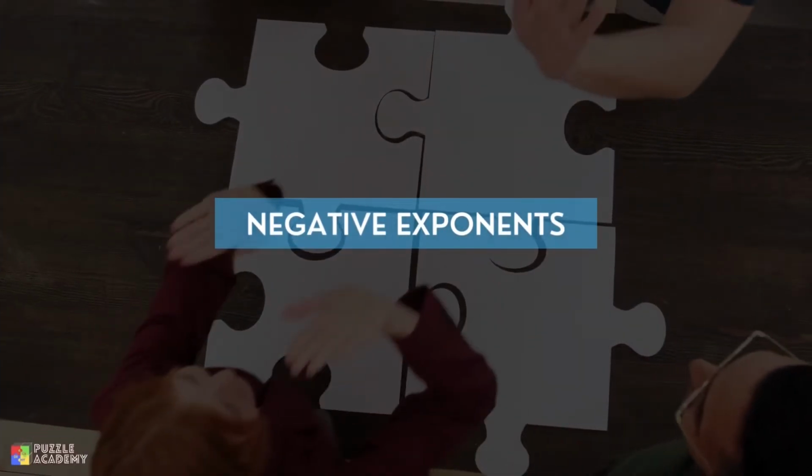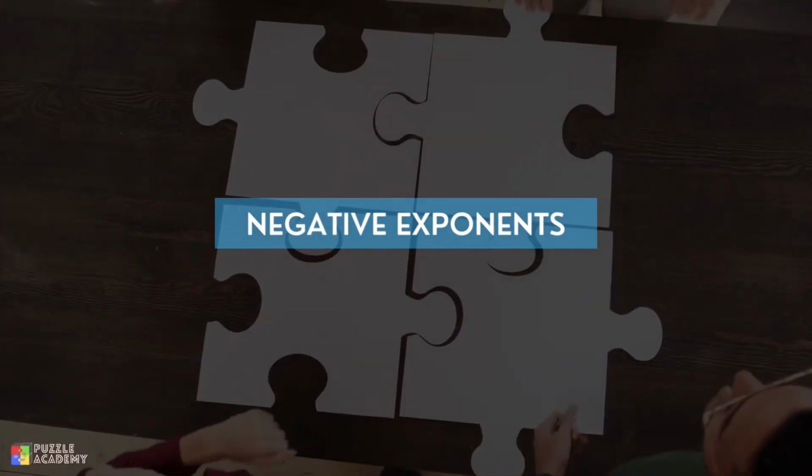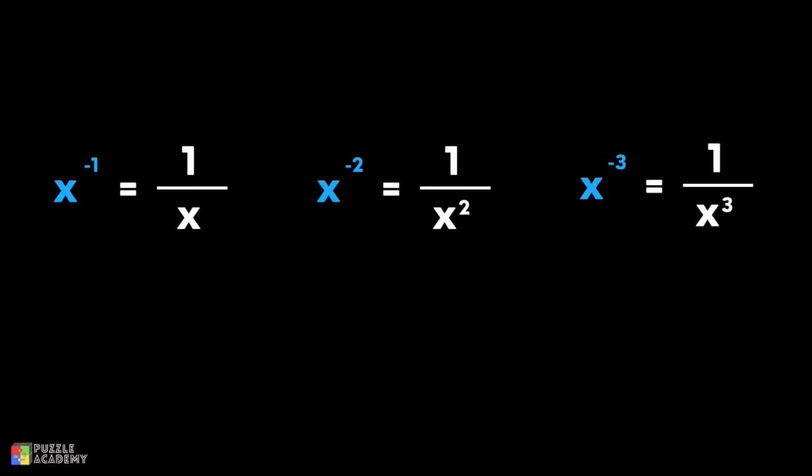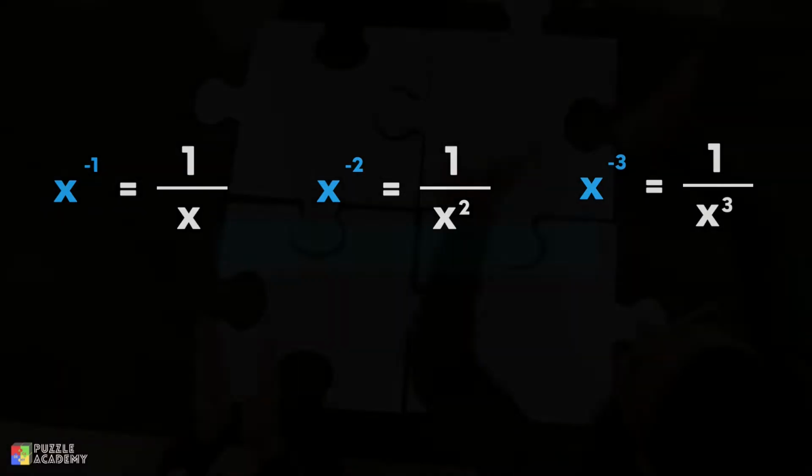Moving forward, negative exponents mean dividing. So we have this form, x raised to negative 1 is equal to 1 over x, x raised to negative 2 is equal to 1 over x squared, x raised to negative 3 is equal to 1 over x cubed, etc. Get familiar with this idea. It is very important and very useful for the next part.